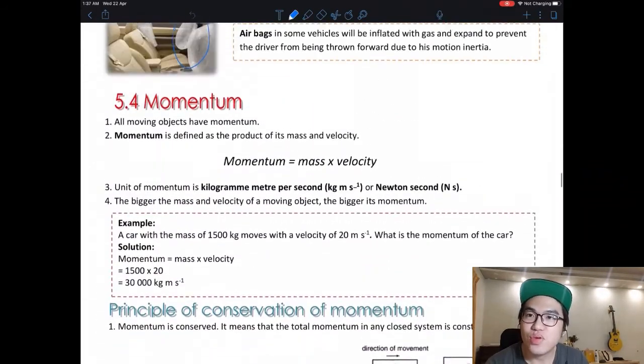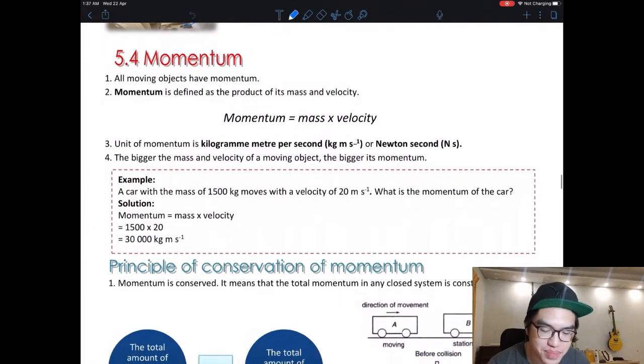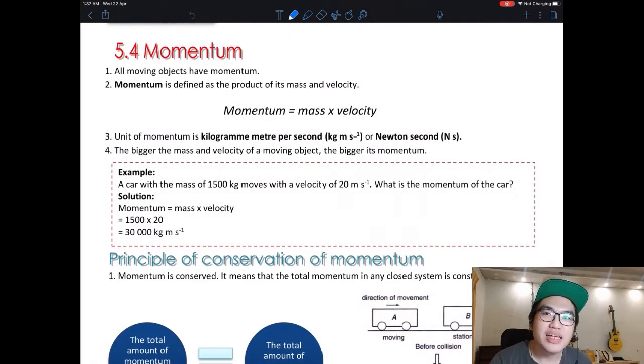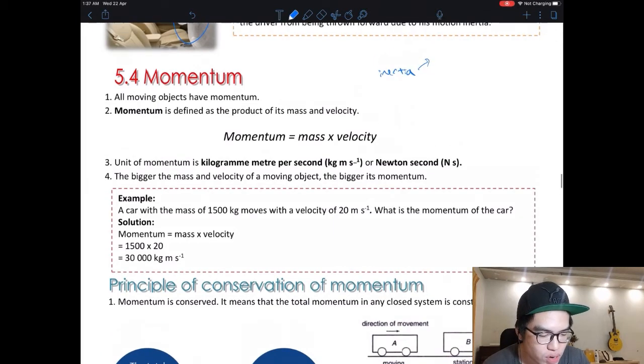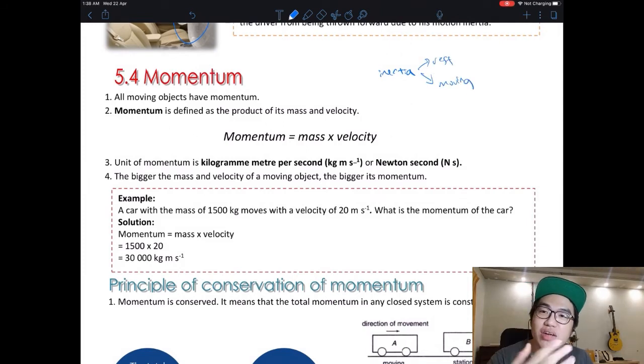This week we are going to learn about momentum. So what is momentum? Anything that moves has momentum. This is something related to inertia. Whether you are at rest or you are moving, you have inertia. Remember, things at rest stay at rest, moving things stay moving, you have inertia.